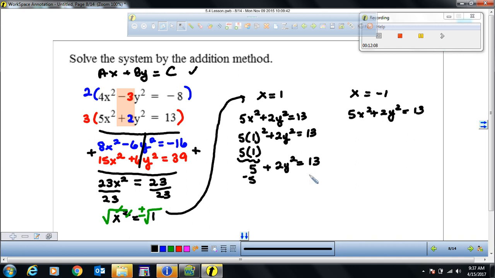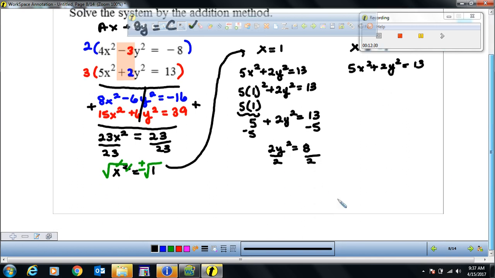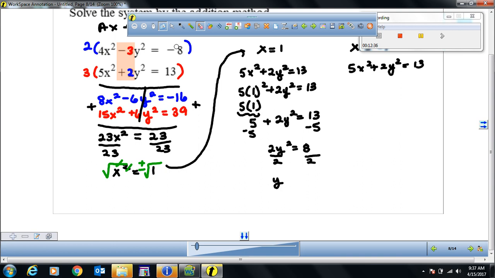Then we can also use the square root property, because there's only the one term squared. We only have one y in this equation, so we can use the square root to solve for that. So we're going to move the 5 over, so that gives us 2y squared equals 13 minus 5, which is 8. Then we have to divide both sides by 2, so that gives us y squared equals 4.